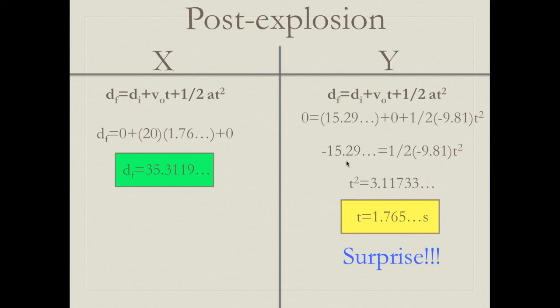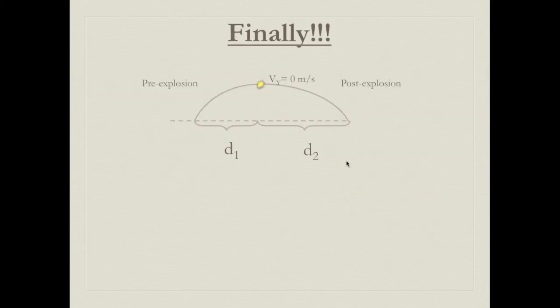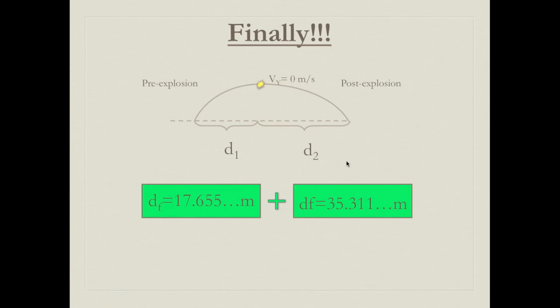And finally, we take the pre-explosion and the post-explosion as shown in my diagram, and we add them together, and we get D final total is approximately 53 meters. Just follow all the steps. You can use your own numbers in the variable places.